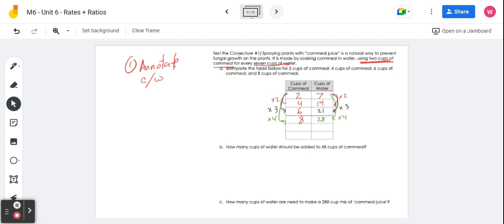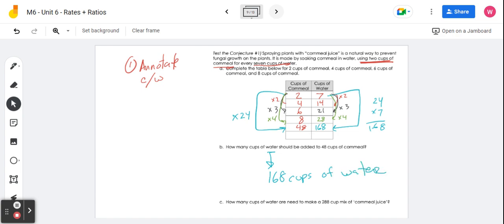Now, we're asked in part B, how many cups of water should be used for 48 cups of cornmeal? So if we're going from 2 to 48, that means we're multiplying by 24. So we would do the same here, 24 times 7. This would be 168 cups of water for our cornmeal juice. So we would have 168 cups of water.